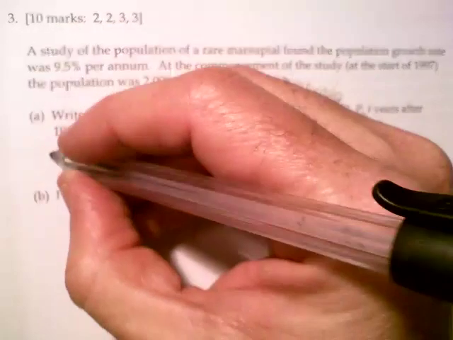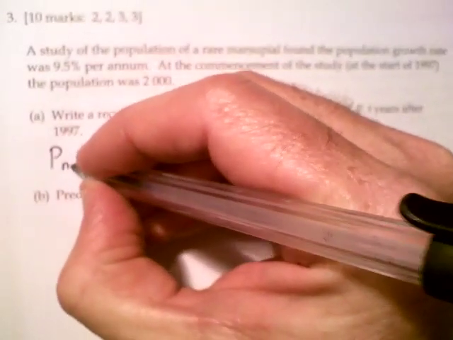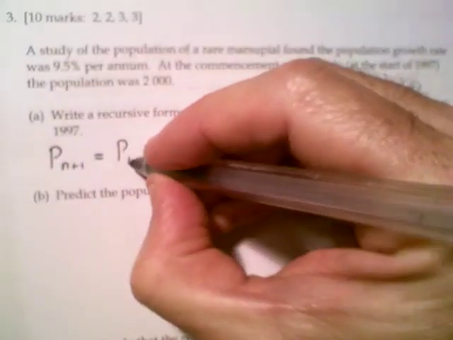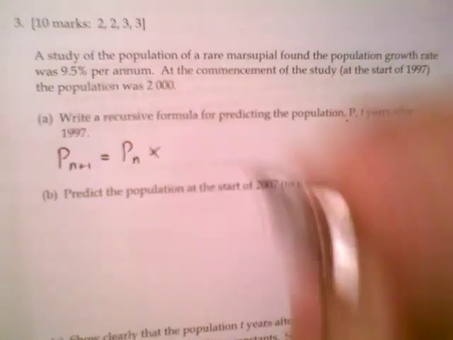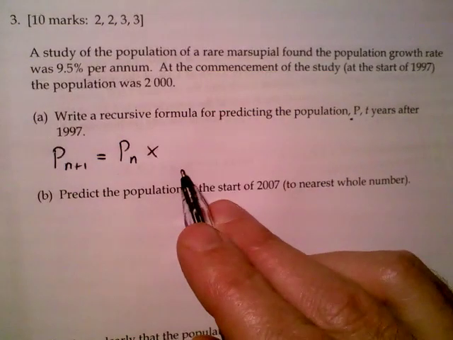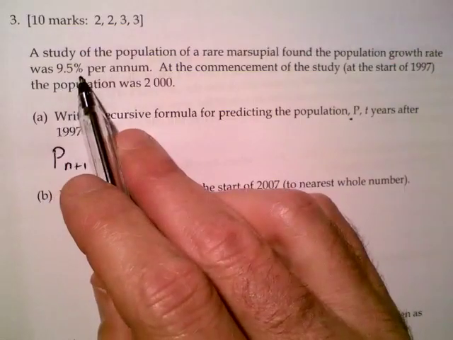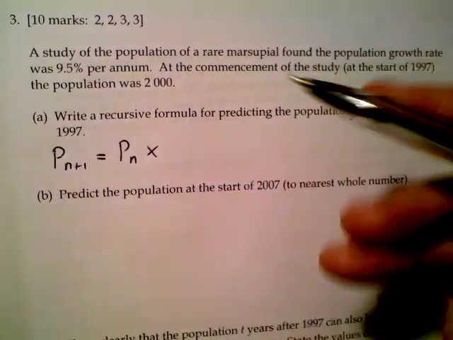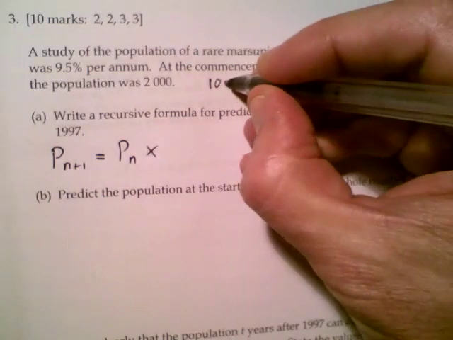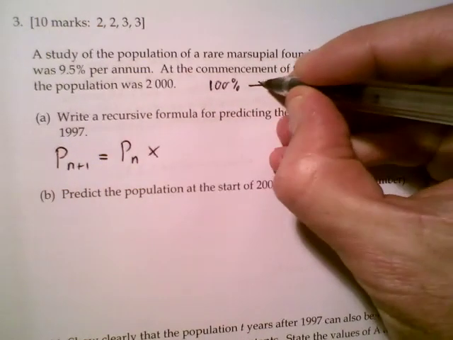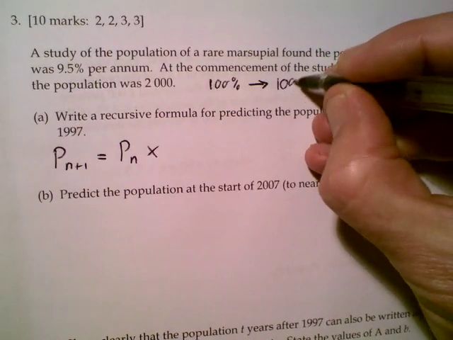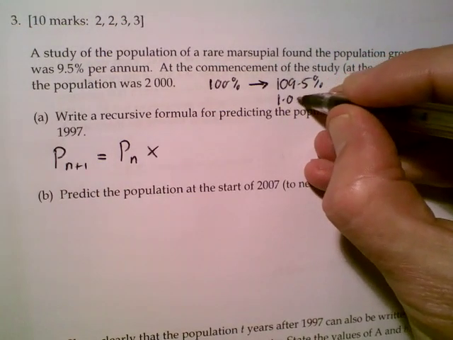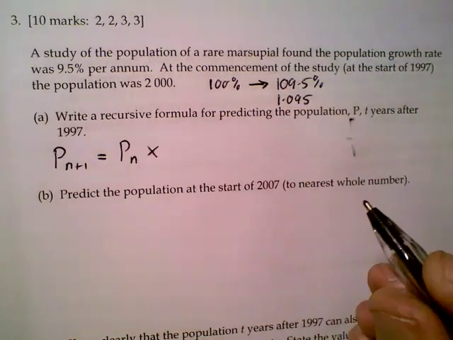So we might say, I'll use P n plus 1 is going to be equal to Pn, the previous term, and I need to multiply by some number here. Remembering your 9.5% increase, even though you're increasing, it's not an arithmetic sequence, it's a geometric sequence. At the start of each year, you're at 100%, and you're increasing by 9.5% to go to 109.5%, which means you're multiplying by the decimal equivalent of 1.095.